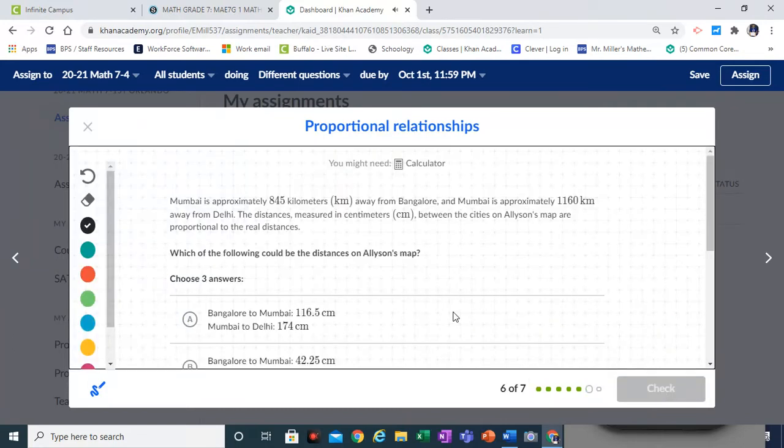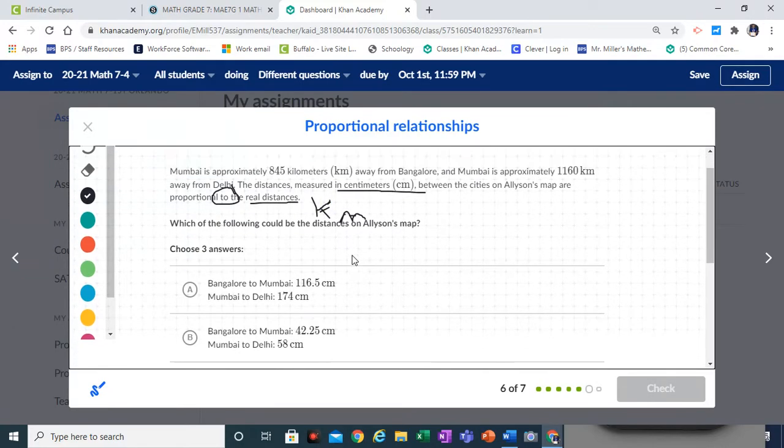All right. Mumbai is approximately 845 kilometers from Bangalore, and Mumbai is approximately 1,160 kilometers from Delhi. Okay, they want you to figure out which centimeters between the cities on the map are proportional to the real distance. The real distance is the kilometers. So what that means is we have to check all of these.